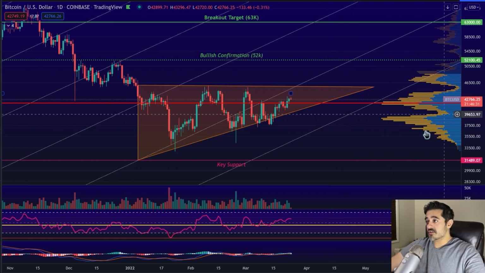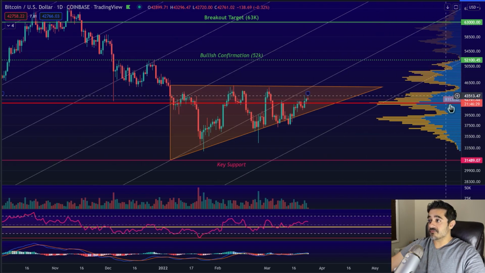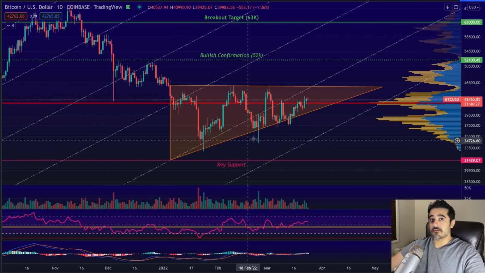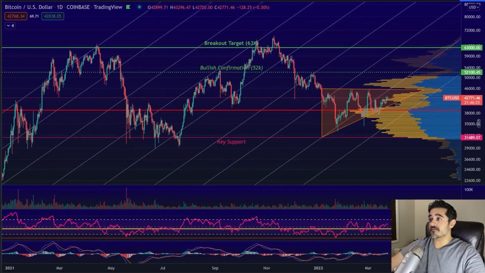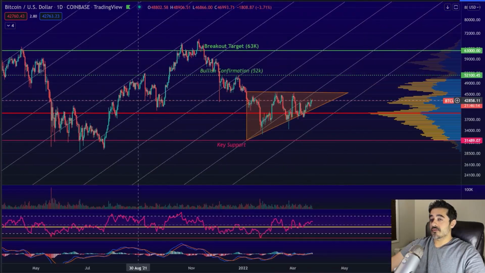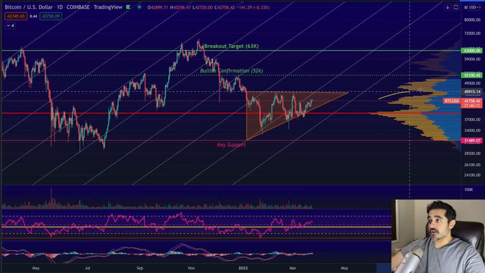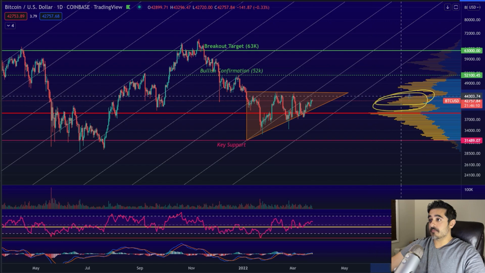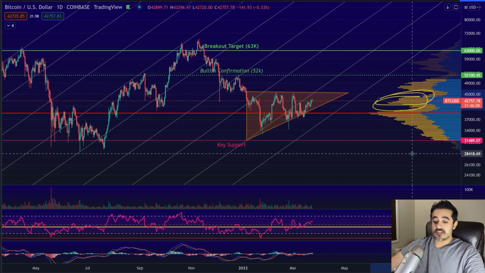Our VPVR is looking great. We are putting in tons of volume in this area. This is really, really good. If you zoom out to a longer period of time, you can really see the level of support that we've built up around this $38,000 to $40,000 mark. This is massive support. And the longer we trade in this range, you'll see is actually a good thing. We're filling in these support areas. So this is actually super, super good.